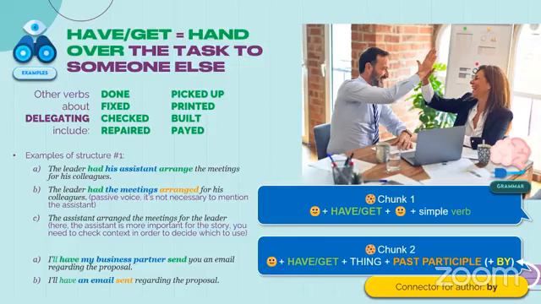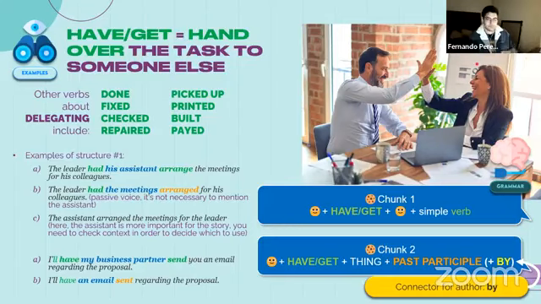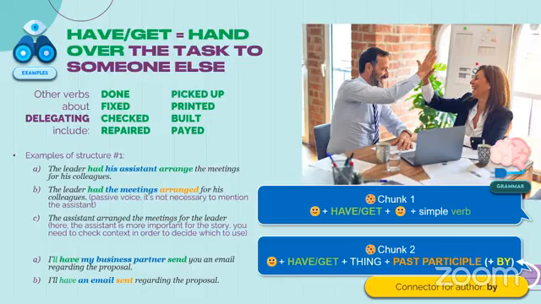Letter A. The leader had his assistant arrange the meetings for his colleagues. Letter B. The leader had the meetings arranged for his colleagues. Passive voice. It's not necessary to mention the assistant. Letter C. The assistant arranged the meetings for the leader. Here, the assistant is more important for the story. You need to check context in order to decide which to use.